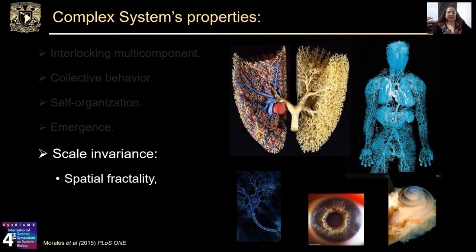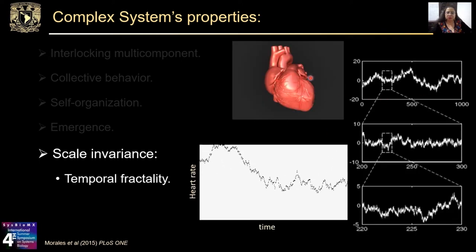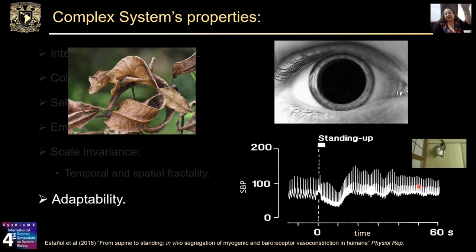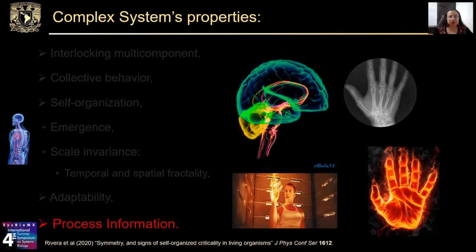They exhibit scale invariance in space, but also in time. So we can see this fractal structure in the time series at all scales. The principal characteristic is that complex systems adapt to the environment, like the pupil that adapts to the light that is illuminating the system, or our blood pressure that adapts to the changes when we stand up. This is done to process information.